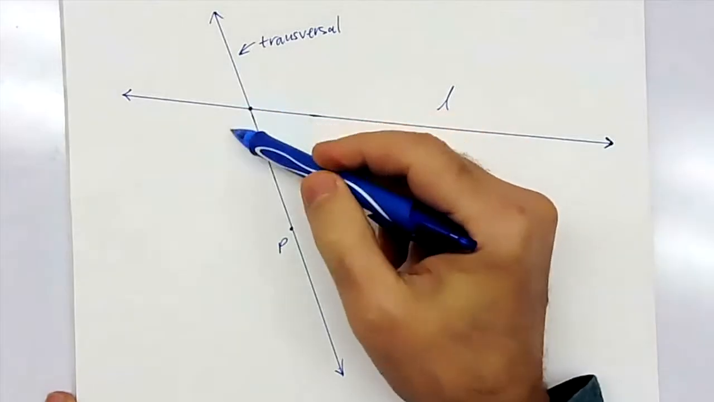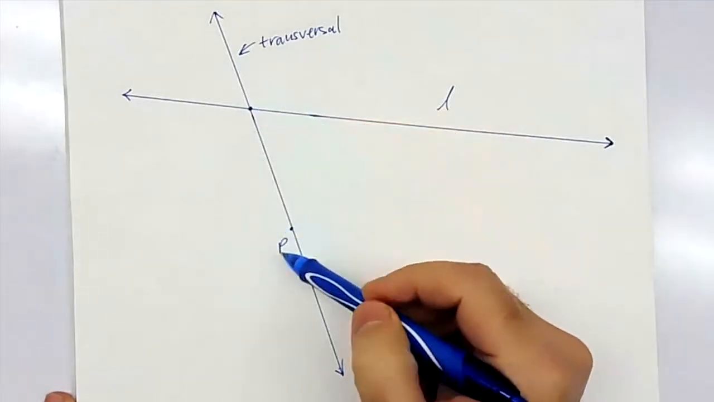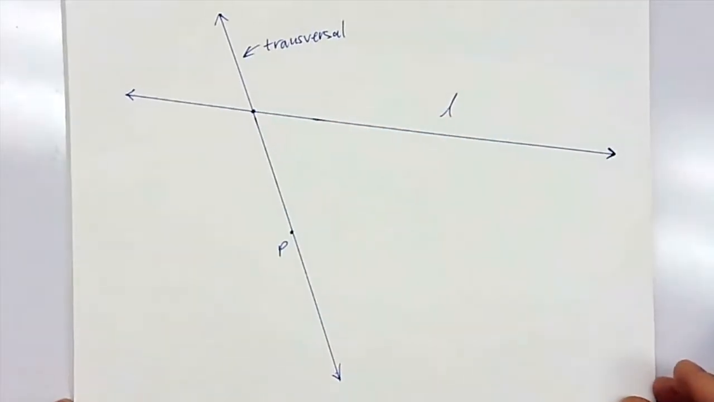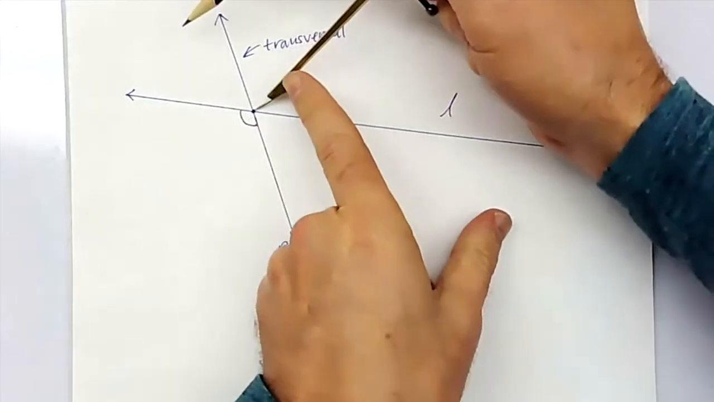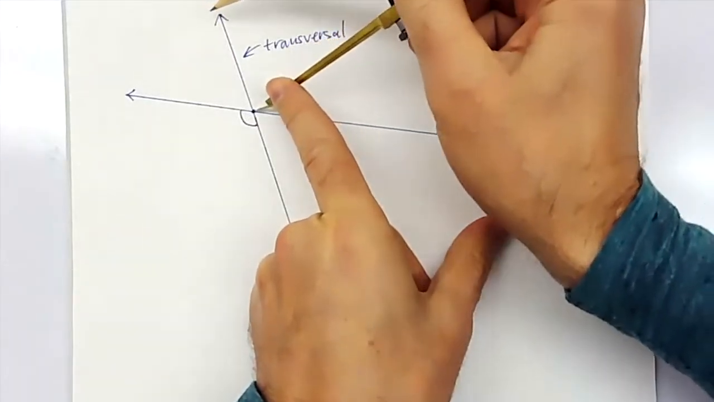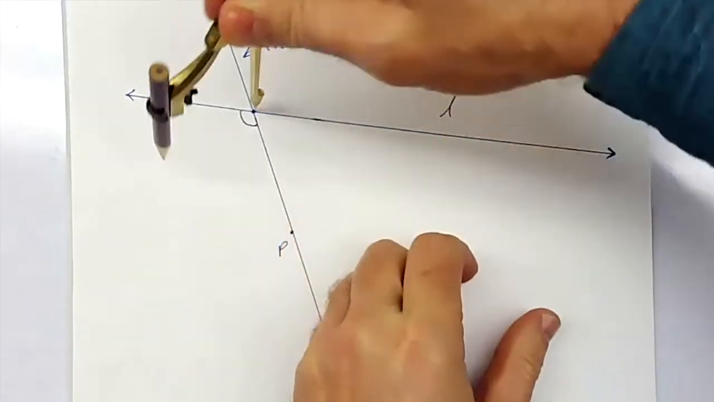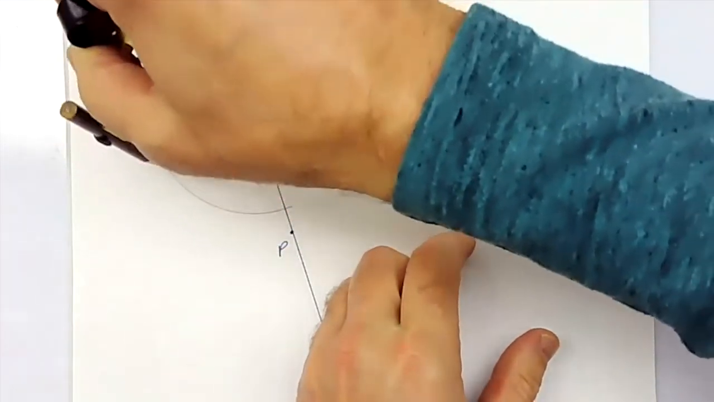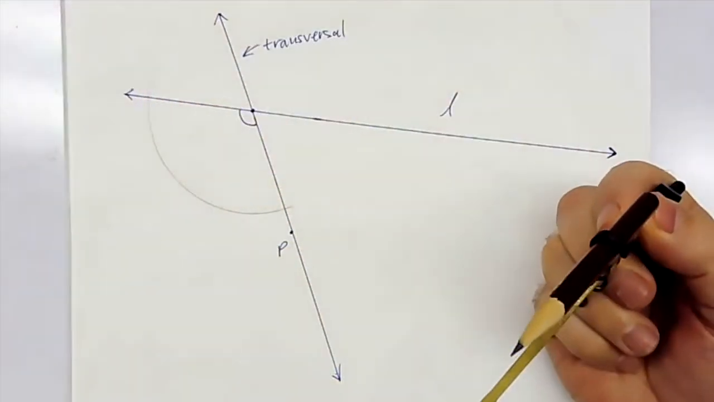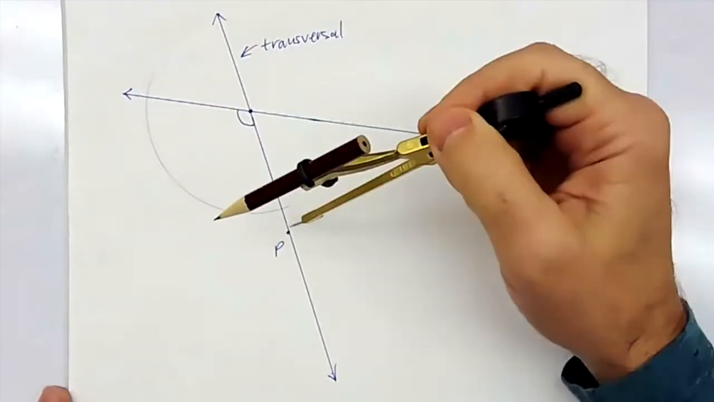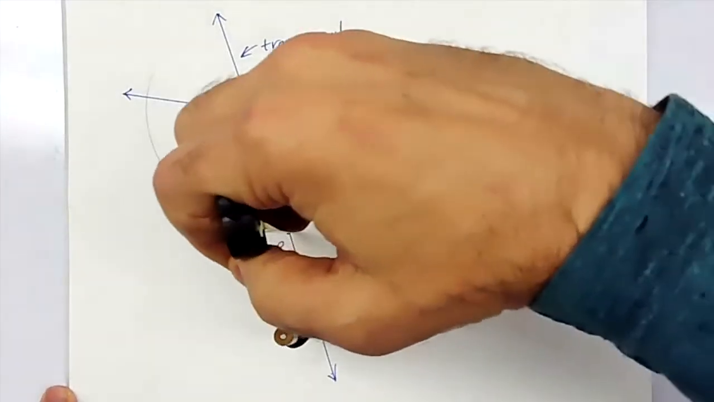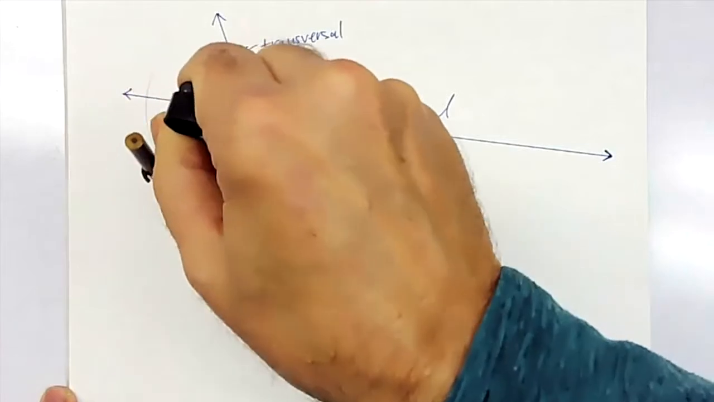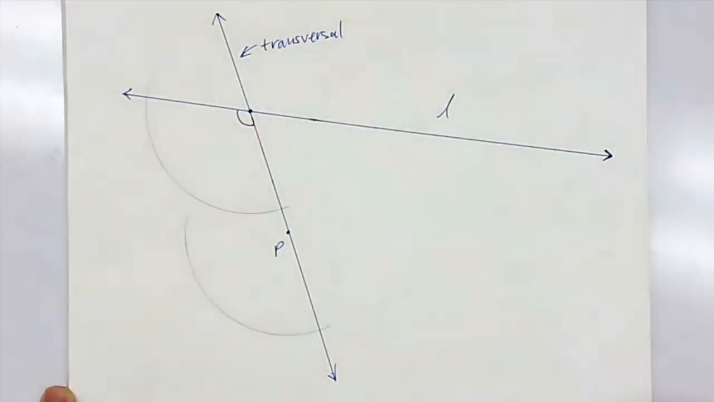So I'm going to duplicate one of these four angles over here, and we're going to use the fact that corresponding angles are congruent. I'm going to choose this angle right here, put the pointer on that intersection and draw an arc that goes through both sides. Then using that same measurement, I'm going to go to point P and draw an arc that's more or less the same as that one.